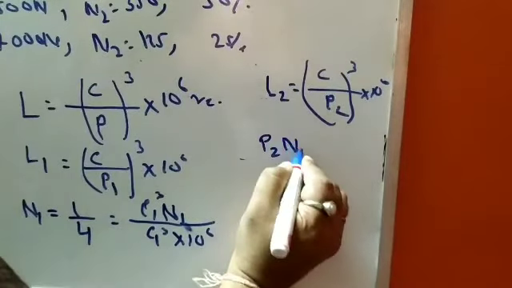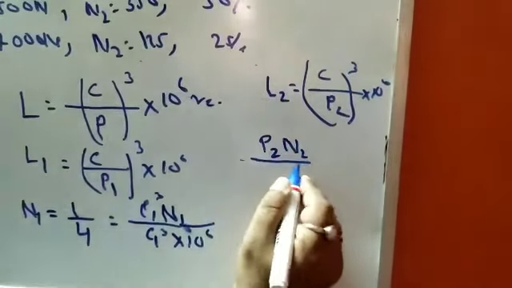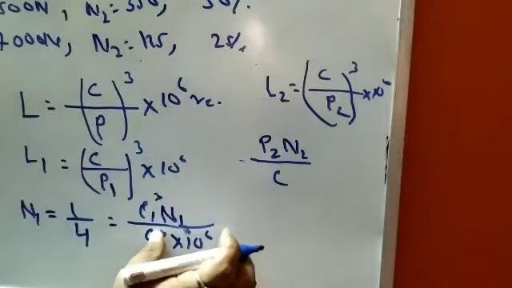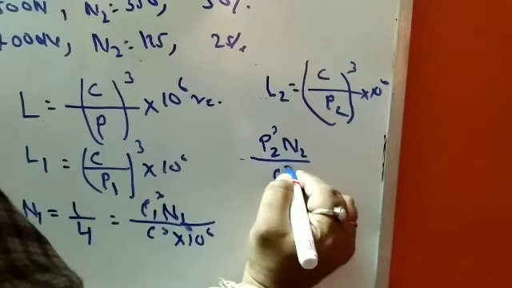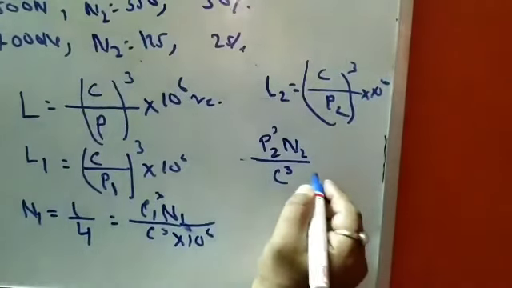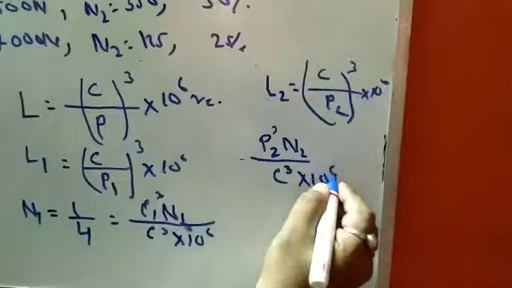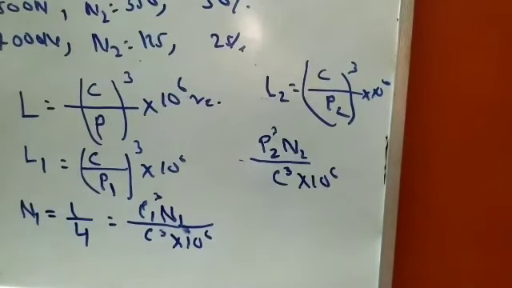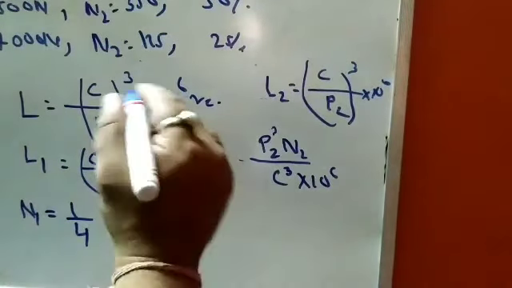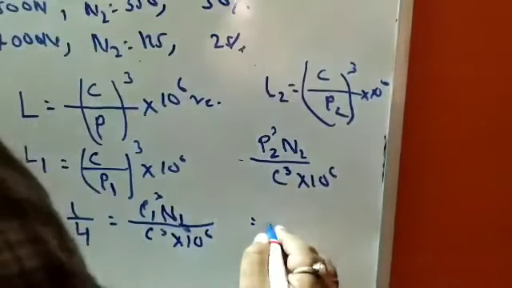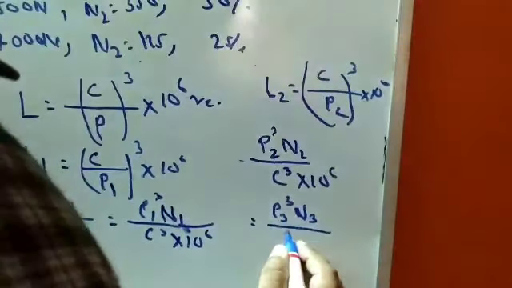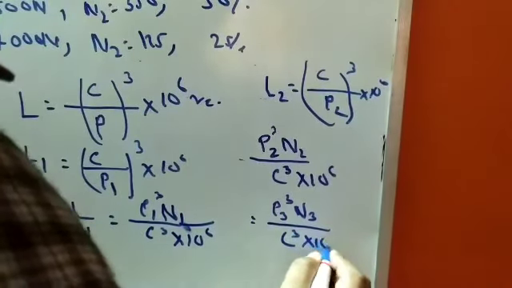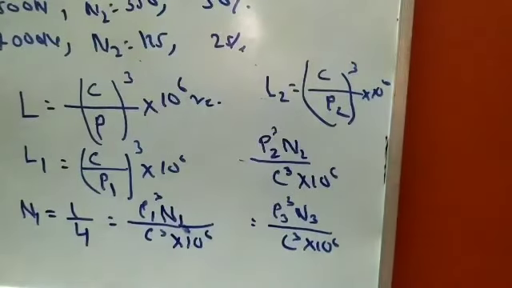Similarly, P2 into N2 by C1, the dynamic load bearing capacity should be the same. That is P1 cube, C1 cube into N2 by 10 to the power 6. So this is the life consumed. Similarly, the life consumed by P3 axial load is given by P3 cube N3 by C cube into 10 to the power 6. So this is the life consumed separately by the 3 axial loads.